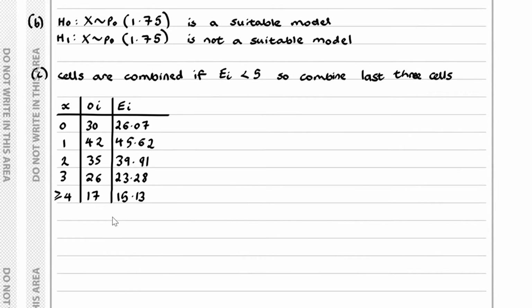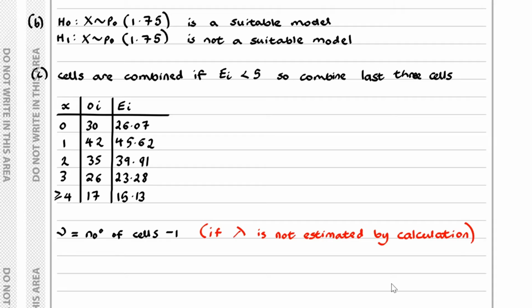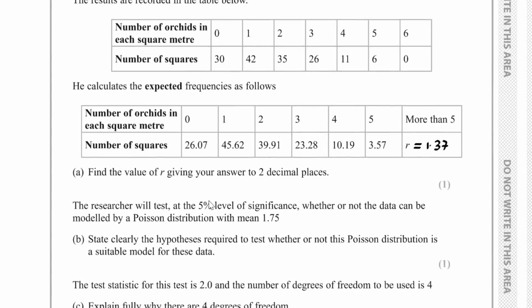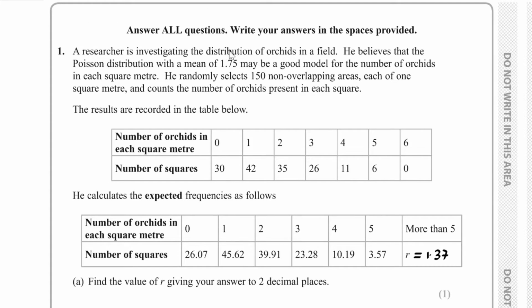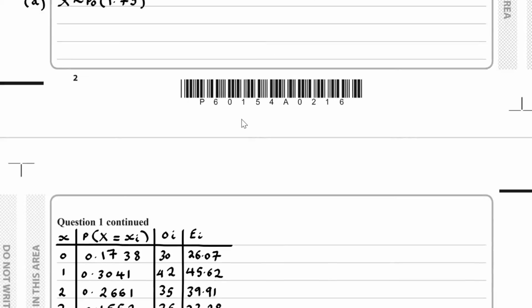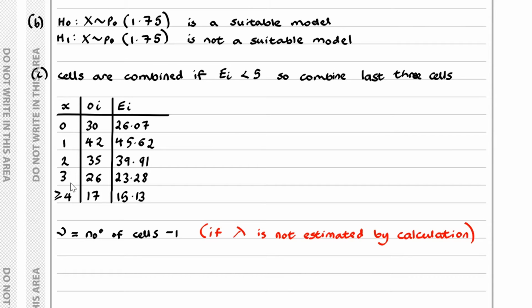Okay, now when we come to talk about the degrees of freedom, that's equal to the number of cells minus 1. And we do this if the mean over here is not estimated by calculation. And we see that this value of 1.75 is not estimated by calculation. We weren't told that we calculated this 1.75, so we can assume that we estimated this value not by calculation. Okay, hopefully that makes sense. Now, the number of cells, we have 1, 2, 3, 4, 5 cells over here. So we have 5 minus 1, which is equal to 4. So therefore, the degrees of freedom would be 4.